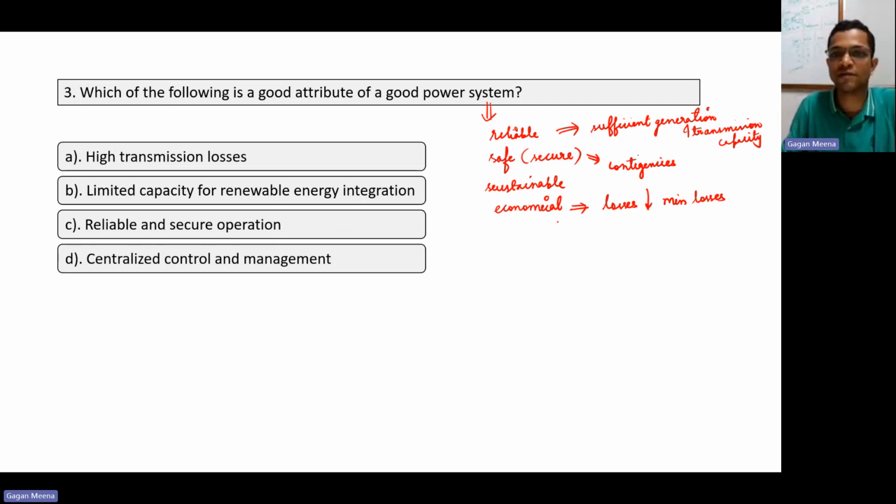The good power system would be, rather, decentralized or distributed, I would say. Not everything will be centralized. The attribute for a good power system is to have a reliable and secure operation. We don't want limited capacity. Capacity should be sufficient to integrate all the renewable energy which is generated. And we want losses to be minimum.